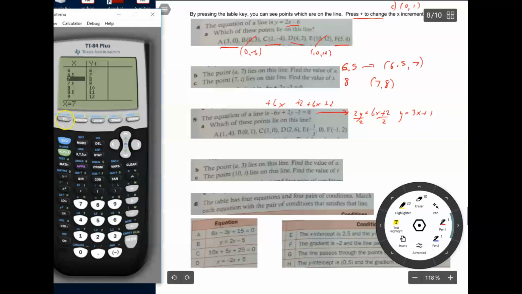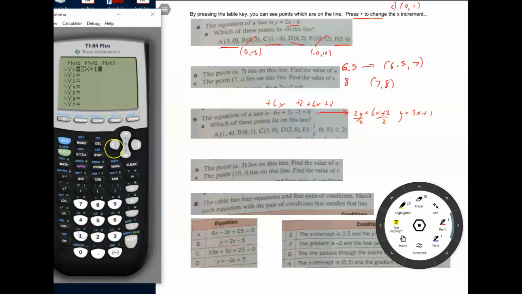Now I'm going to check to see which of these points appears on 3x plus 1. Oh, I was going to go to table. So first what I'm going to do is change the step size. Oops, I just want it to be 1.